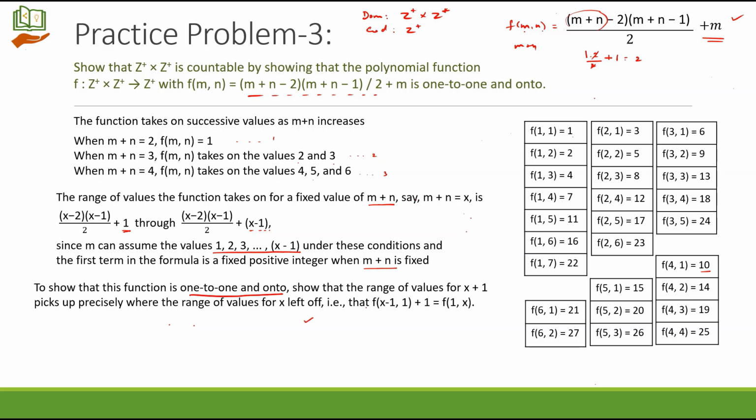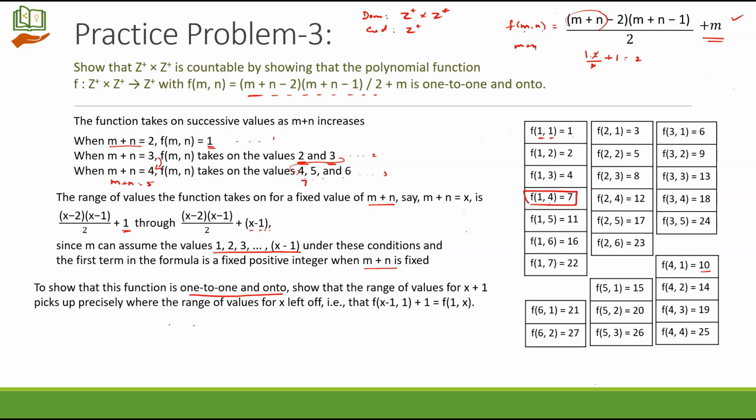Let's take m plus n is equal to 2. What is the value? We have 1. When m plus n is equal to 3, it went to 2 and 3. When m plus n goes to the next value, from where is it starting? It is starting after this range. So till 4 we have 4, 5, 6. Now when m plus n is equal to 5, where does it start? 1 plus 4 is equal to 5, so it starts from 7.